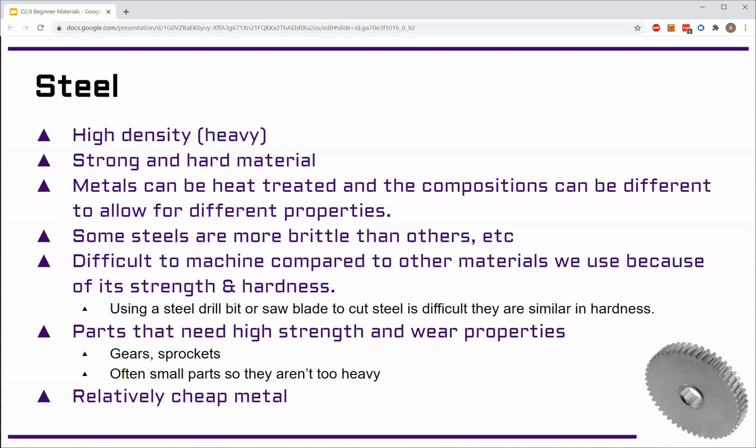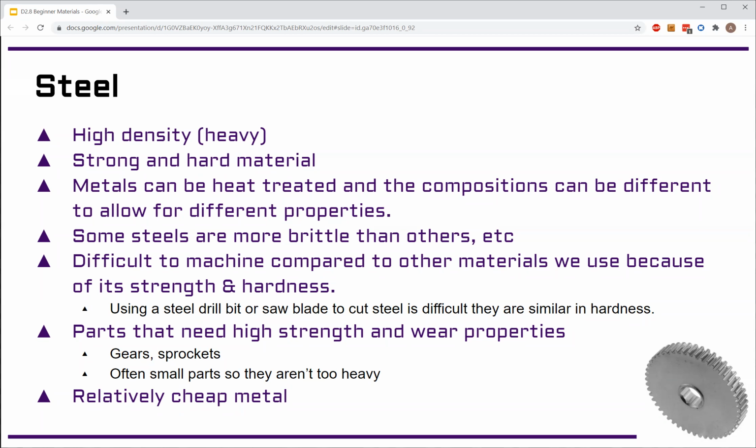So that's where you often need things like a tungsten carbide cutter or other ways to make sure that the cutting tool that you're using is harder than the steel that you're cutting. So we don't cut steel on our CNC router or on our laser cutter or anything like that. We normally just use the other tools that we have in the lab to be able to cut through steel.